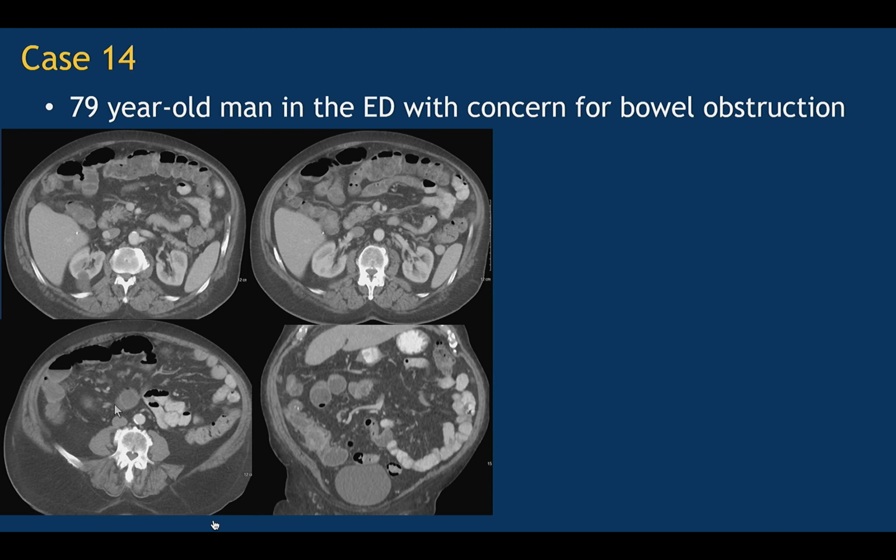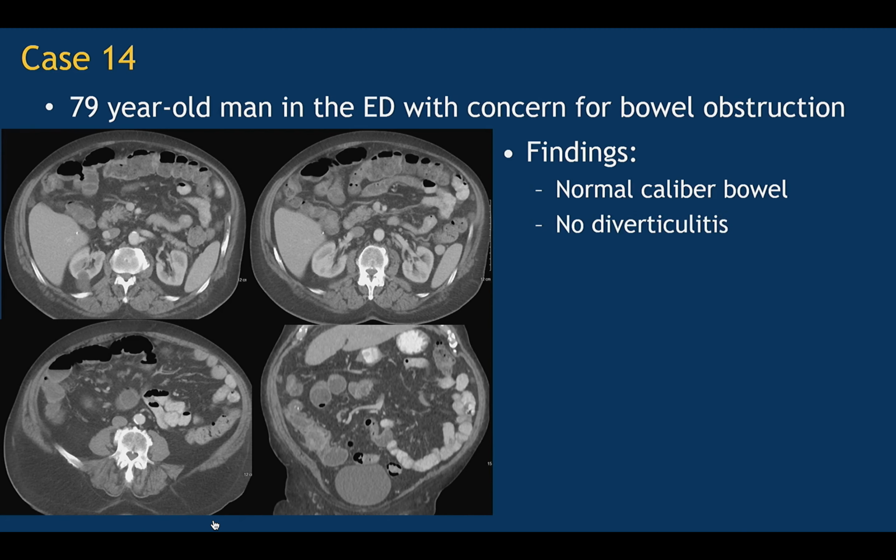Case 14 is a 79-year-old man in the emergency department, and there was concern for bowel obstruction because he had abdominal pain. So we looked at the colon. Everything was normal caliber. The small bowel was normal. We start running our checklist. We don't see any evidence of diverticulitis, no hydronephrosis. We're almost ready to close the study and move on when something catches our eye.